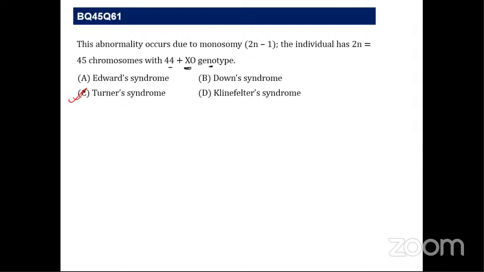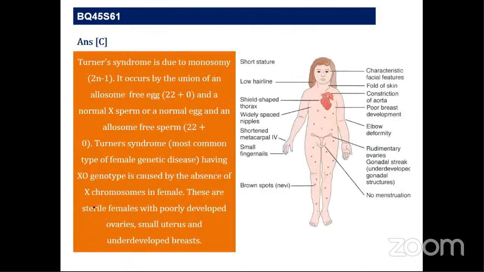Right, this is Turner's syndrome. Turner's syndrome is due to monosomy. ठीक है, एक क्रोमोसोम कम हो गया. It occurs by the union of an allosome-free egg, where the X chromosome ही नहीं आया है in this case, and a normal X sperm, or a normal egg and an allosome-free sperm. Okay, this is going to result in Turner syndrome.